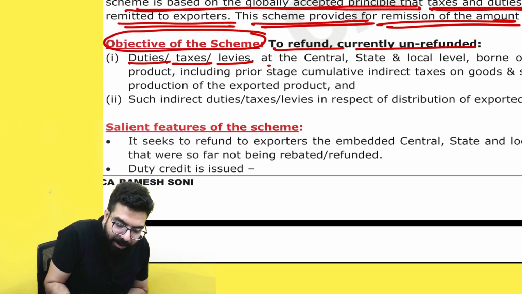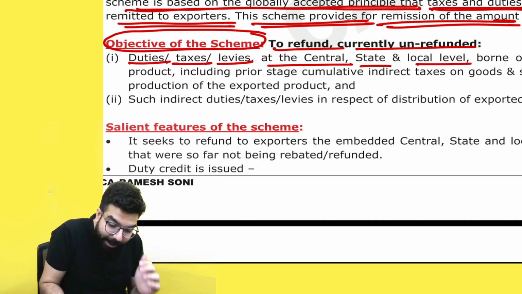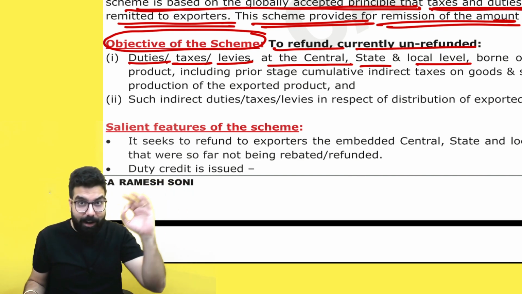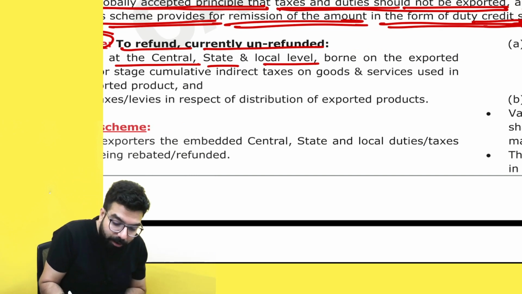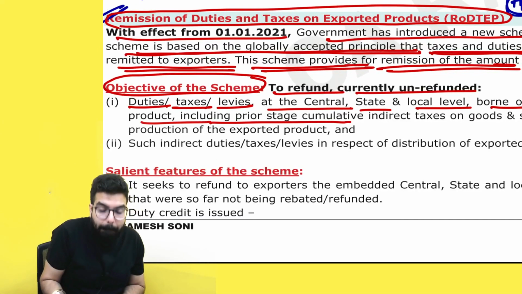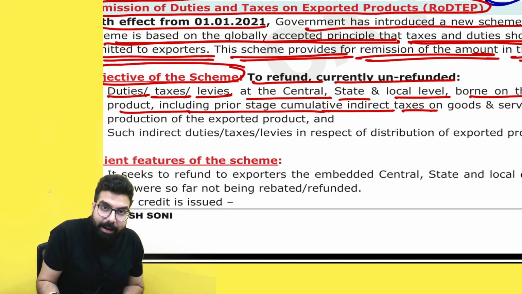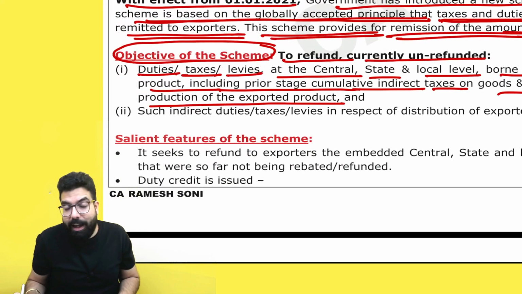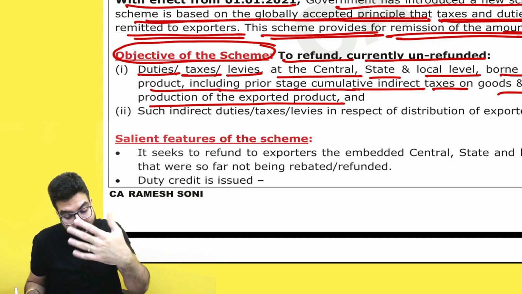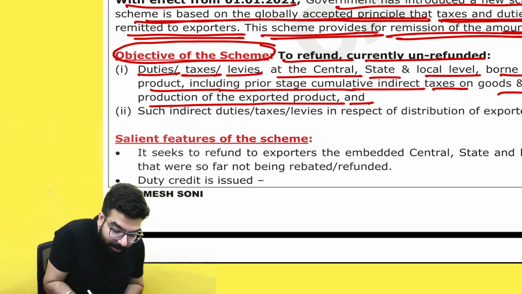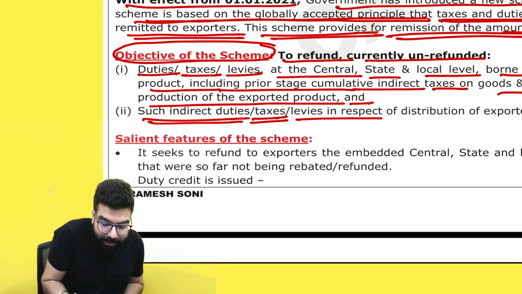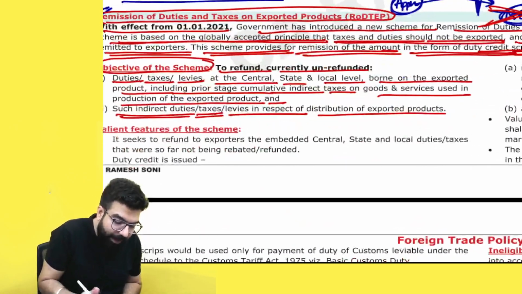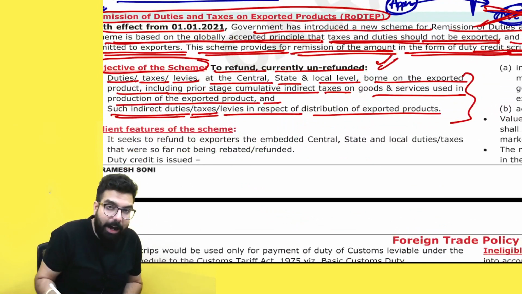Duties, taxes or levies at the central, state and local level. Whatever duties and taxes you are paying at the central level or at the state level, borne on the exported product, including prior stage cumulative indirect tax, any indirect tax on goods and services used in the production of the exported product, whatever duties you have paid, they are saying they will give it back to you. And such indirect taxes levied in respect of distribution of the exported product, they are saying we will give it back to you under the RoDTEP scheme.